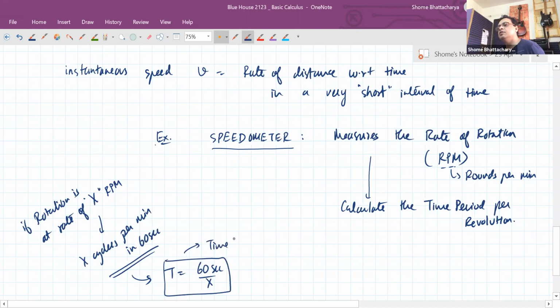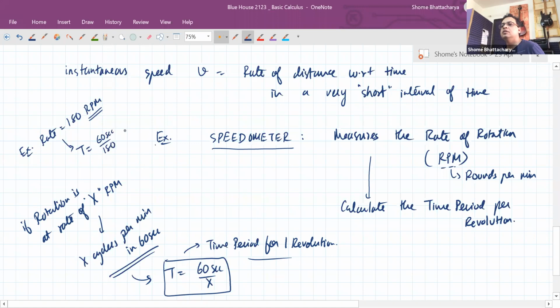This will be the time period for one revolution. Okay. So you can imagine that if, for example, the rate of rotation is, let's say, 180 RPM, so it's making 180 revolutions per minute, what is the instantaneous time period? That is, one rotation is happening in how much time? It is happening in 60 seconds divided by 180. So it's literally happening in 1/3 of a second, so 0.33 seconds. This is a typical example.